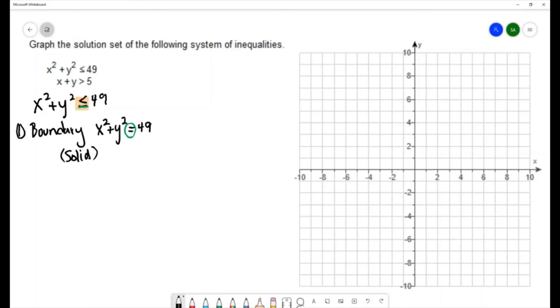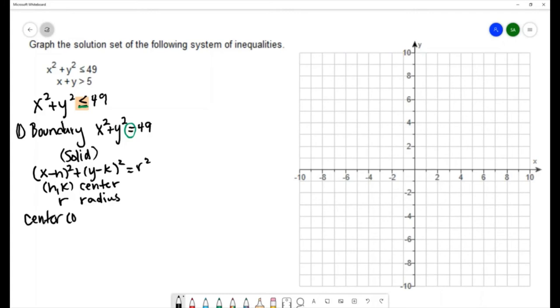Now looking at the equation of our boundary, x squared plus y squared equals 49, I can see that that fits the pattern of a circle. We have an equation of a circle being x minus h squared plus y minus k squared equals r squared, where the ordered pair h, k is the center of the circle and r is the radius of the circle. Actually, we usually call that the standard form. Comparing our equation to it, we can see that we have a center of 0, 0 and a radius of 7.